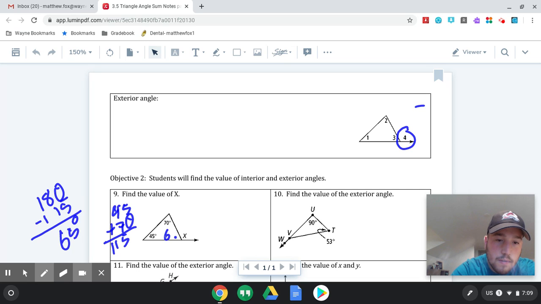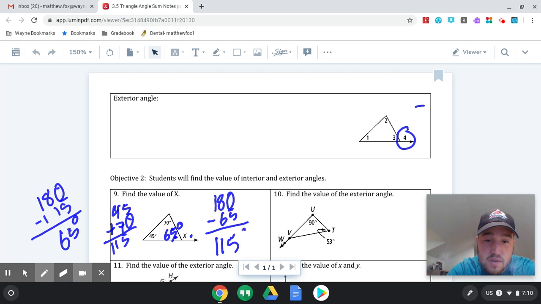So right here, 65 degrees. Now at this point, 65 degrees right here and the x, which we don't know what that is yet, those two angles form a linear pair, which means they will add up to 180. They're supplementary. They're also adjacent, right beside each other. So because of that, we can just take 180, subtract that 65, and we'll be left with 115 degrees for angle x there.